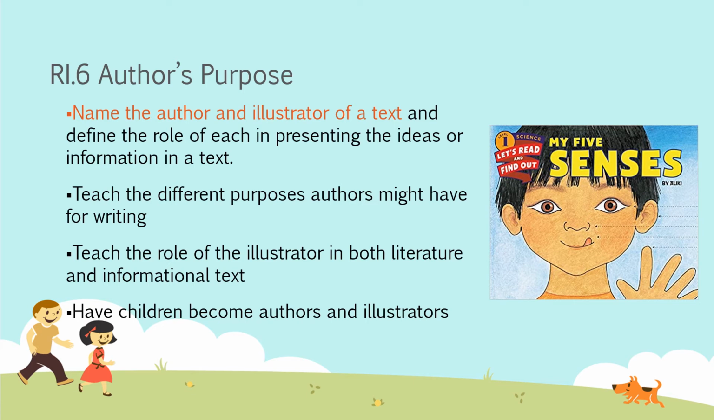RI6 is author's purpose, and we want them to name the author and illustrator of a text and define the role of each in presenting the ideas or information. So what information do we get from the author and what information do we get from the illustrator? Teach the different purposes that authors might have for writing. So they might not have even thought about the fact that the author's role is to help you learn something.